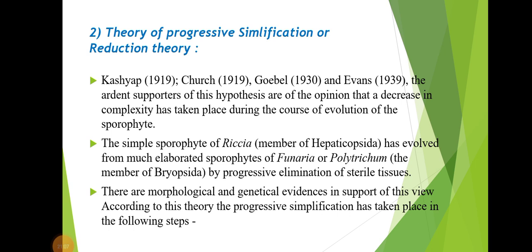The simple sporophyte of Riccia, a member of Hepaticopsida, has evolved from much more elaborate sporophytes of Funaria or Polytrichum, members of Bryopsida, by progressive elimination of sterile tissues. There are morphological and genetical evidences in support of this view. According to this theory, the progressive simplification has taken place in the following steps.